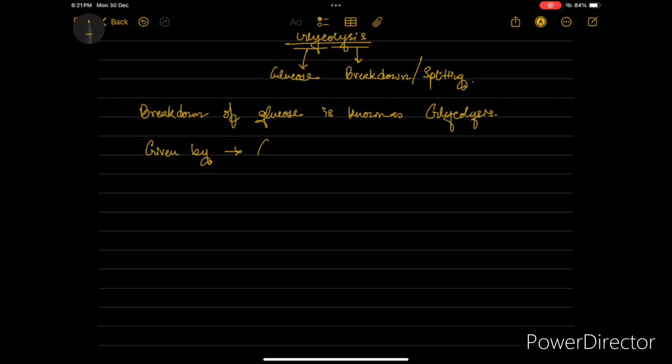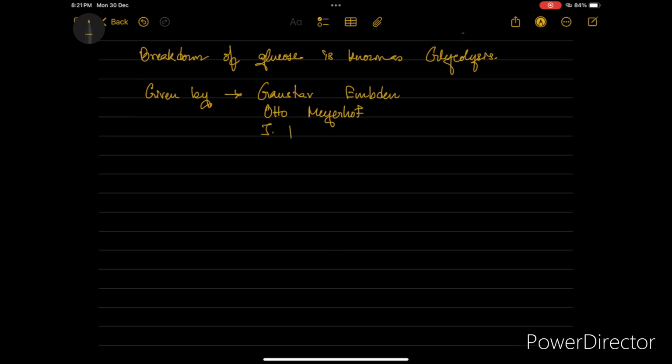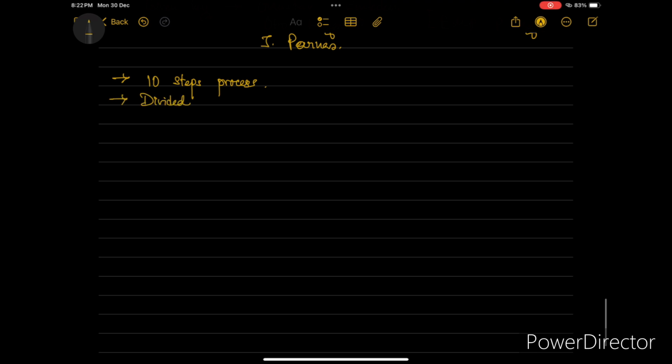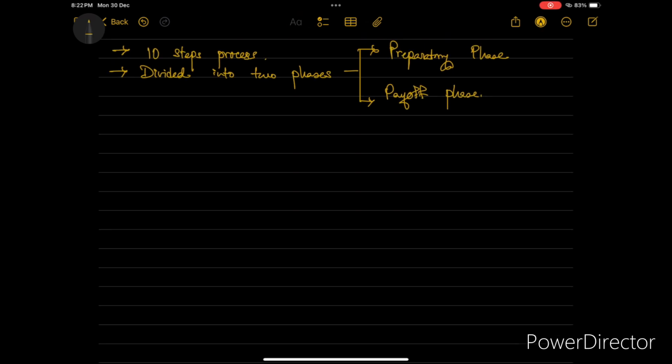The term glycolysis is basically given by three prominent scientists, that is Gustav Embden, Otto Meyerhof and J. Parnas. And according to their names, the process of glycolysis is termed the EMP pathway. When we describe the entire process briefly, it is a 10-step enzyme-mediated process divided into two major phases, that is the preparatory phase and the payoff phase.